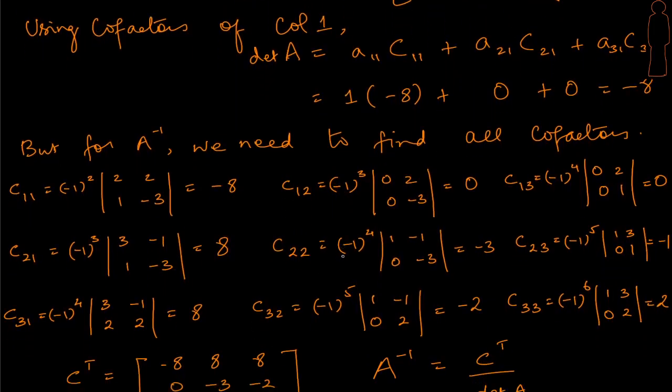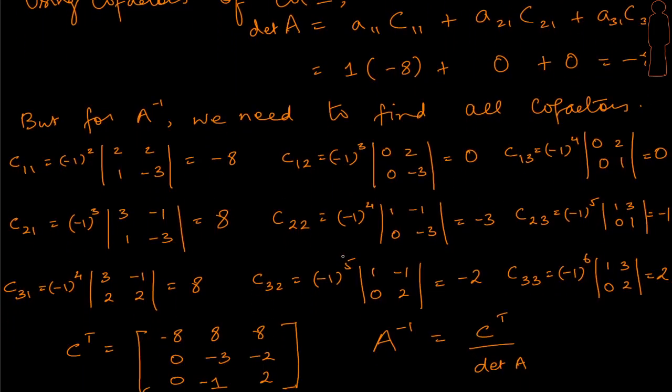But then that doesn't end the story there. In order to find the inverse, we need to find all the cofactors, and therefore we need to find out what is C11, C12, C13. So I have figured out all the numbers here. Maybe I'll just take one sample and try to show you.